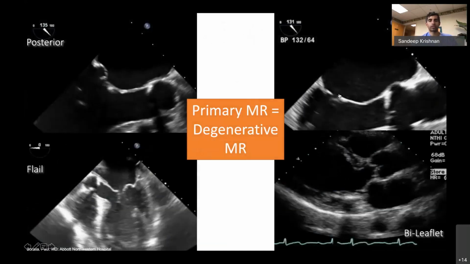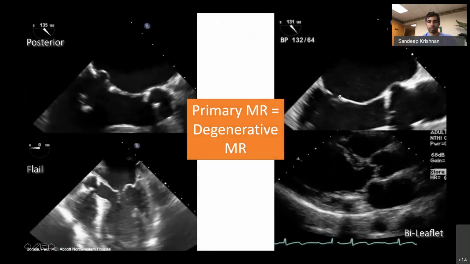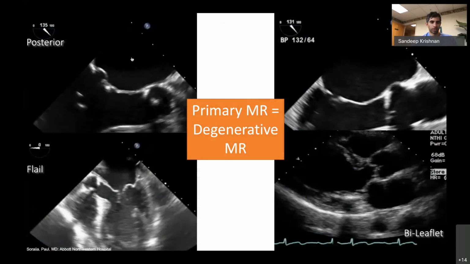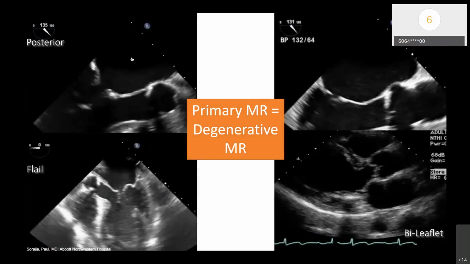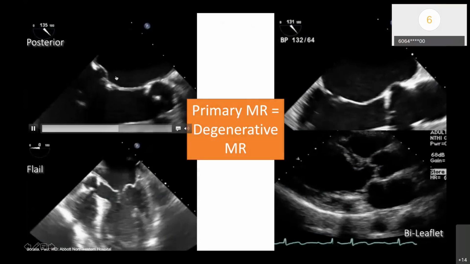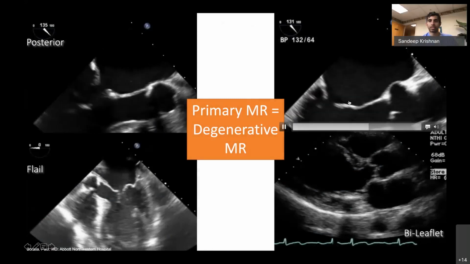So here are the different types of primary MR. These are mixing transthoracic and transesophageal echoes, but this is where you have a posterior leaflet problem. Can you guys tell what the issue is here? Just call it out. Prolapse of the posterior leaflet, right? Good. And here it's the same thing, but it's on the anterior leaflet.